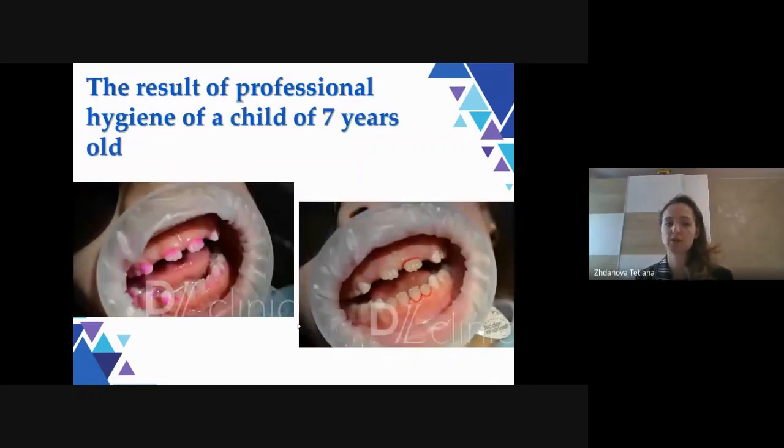The result of professional hygiene: a child 7 years old, and we can paint our teeth. All painted areas are biofilm, our microorganisms, and this is after the professional hygiene.